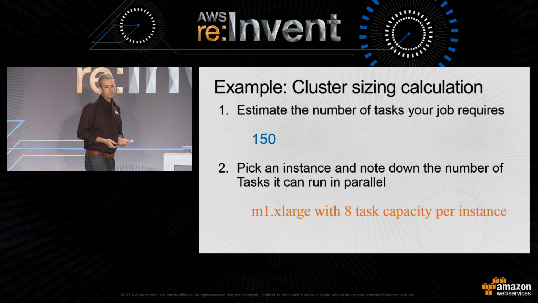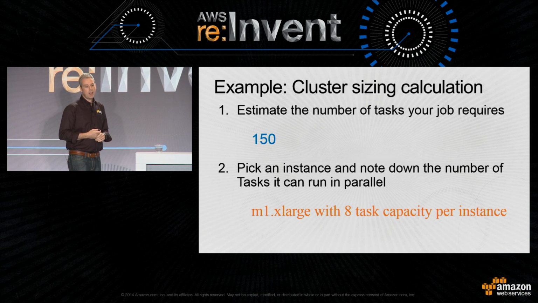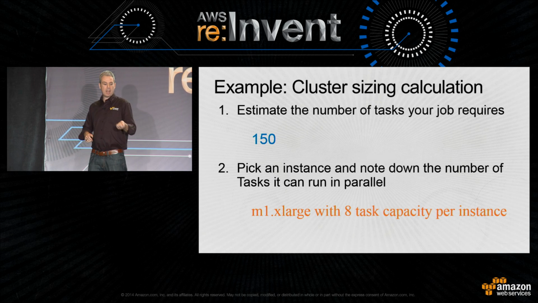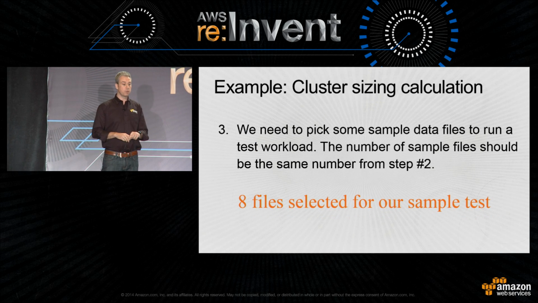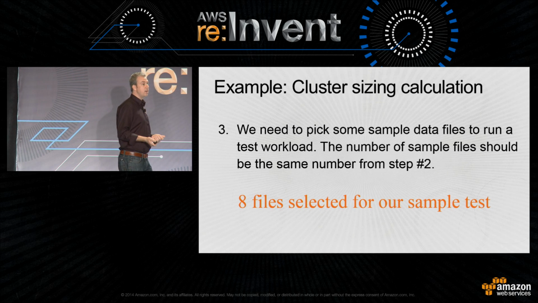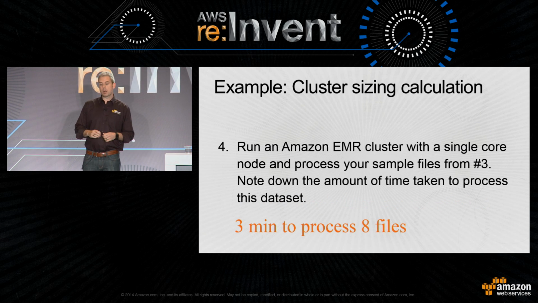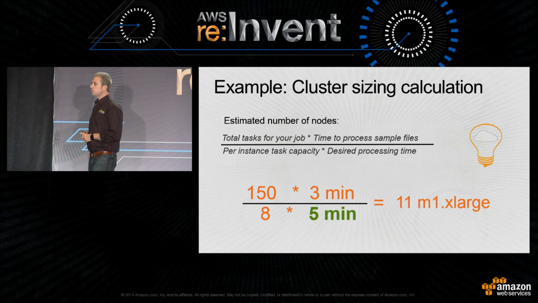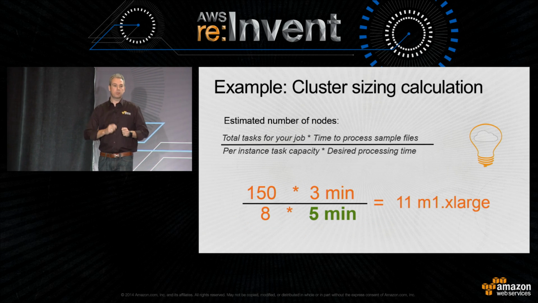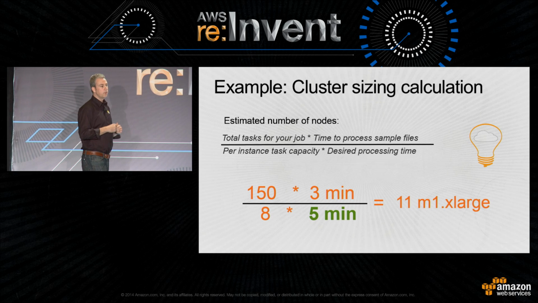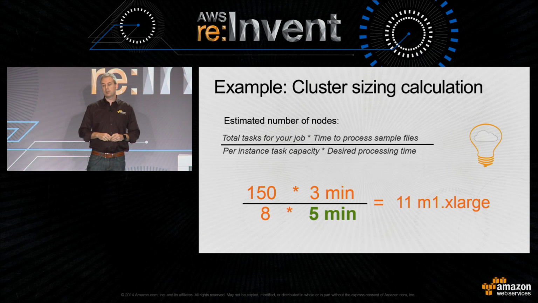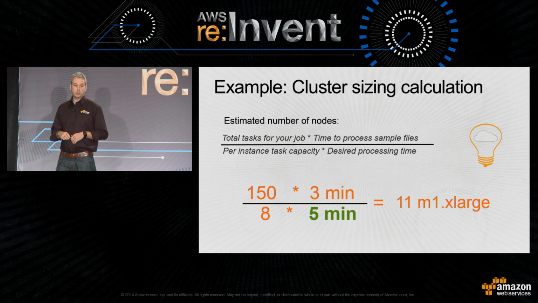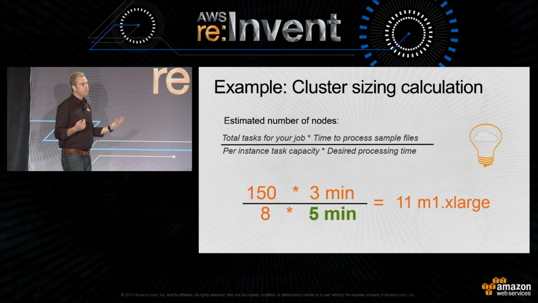So an example, we think we need about 150 tasks for a data set, so we're going to use an M1XL for testing, and it has 8 tasks configured. We select then 8 files, and we run a cluster, and we observe that it takes 3 minutes. We plug that into our formula, and we say, I want this to only take 5 minutes. Hey, presto, we need 11 M1 extra larges in order to process our data. And you can use that for any type of task that you're running now.